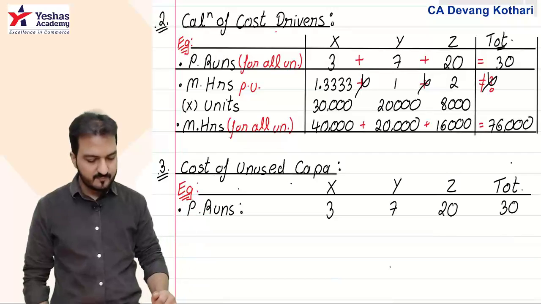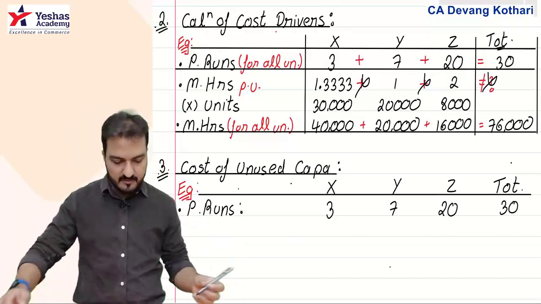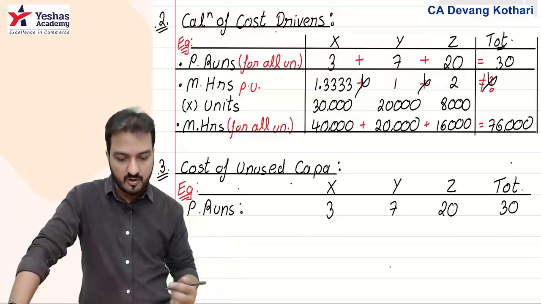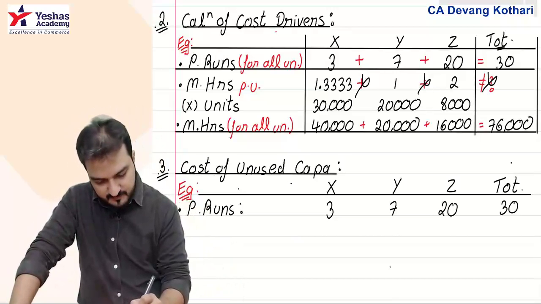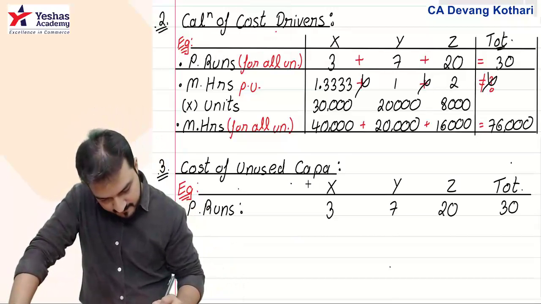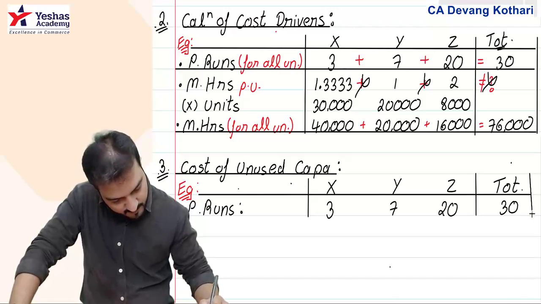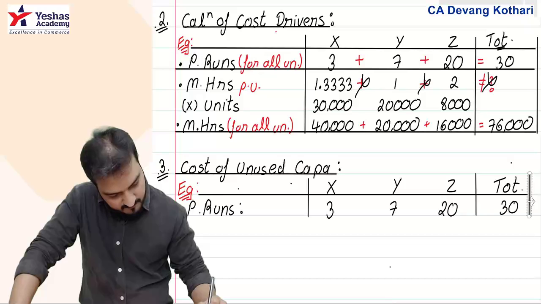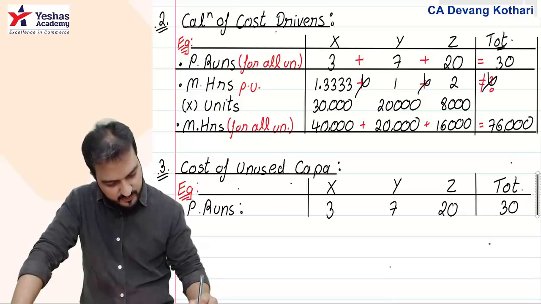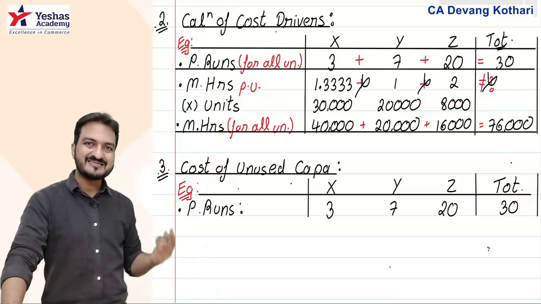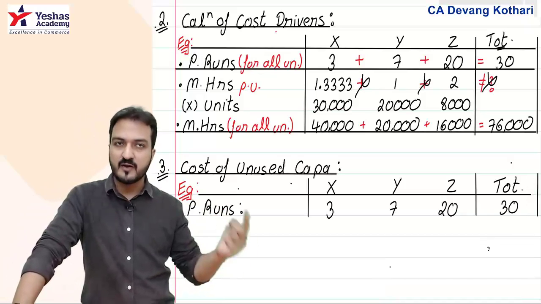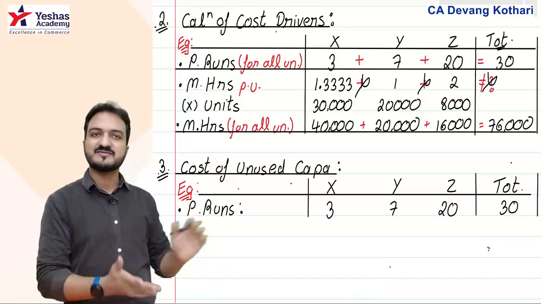Okay, now note number 3. Look at this example. It is continuation of that same discussion, that number of production runs. For number of production runs, product wise production runs are given 3, 7 and 20. Total production run is given 30.